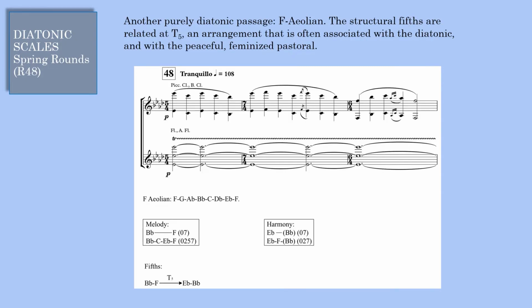This is another purely diatonic passage, this time F Aeolian. The structural fifths are related to T5, an arrangement that is often associated with the diatonic and with the peaceful, feminized pastoral.